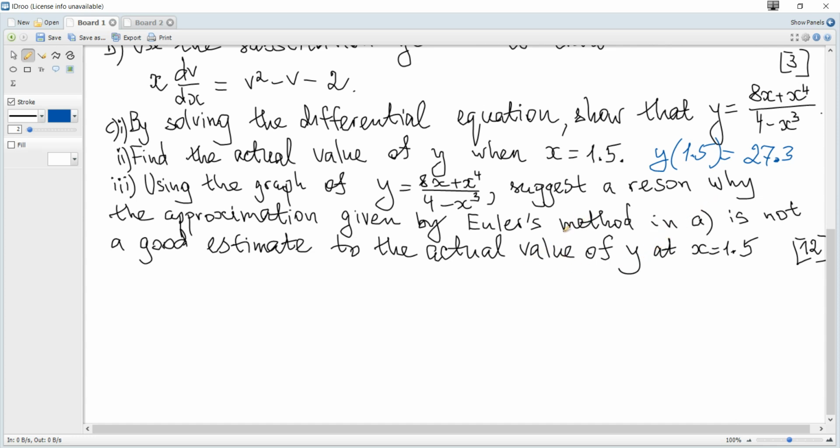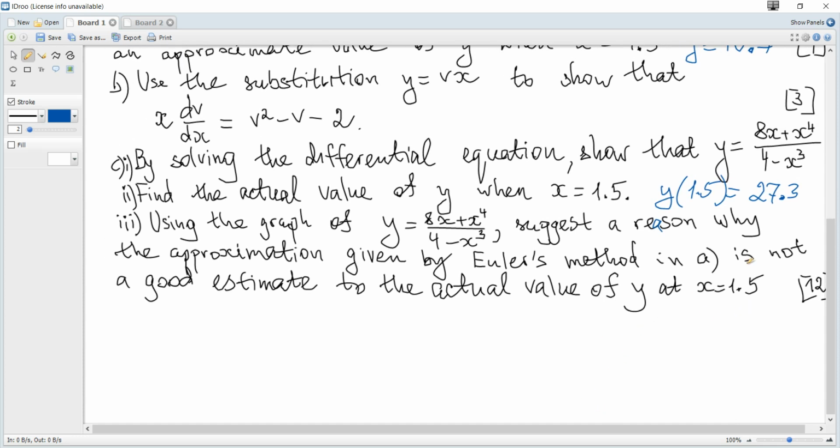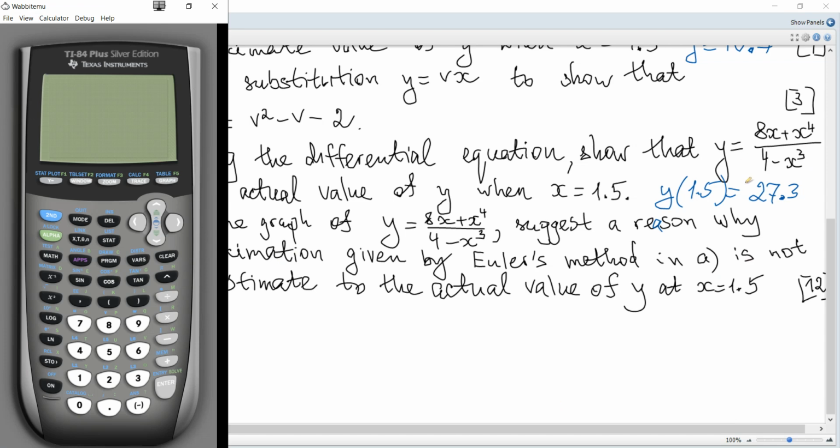And actually the next question is why is there this difference? Using the graph of y, suggest a reason why the approximation given by Euler's method in part A is not a good estimate for the actual value of y at 1.5. So you can plot this graph of this function. It's this function graph, and we can see that it changes and actually increases very rapidly.